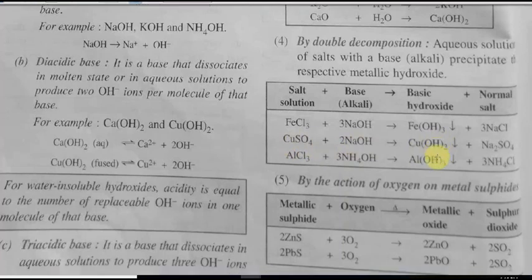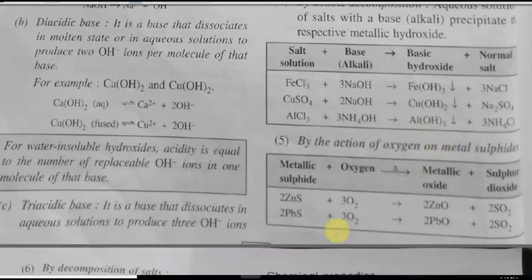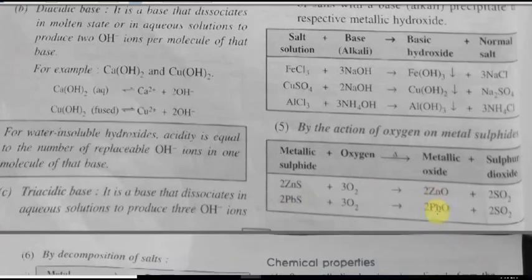Another method is by action of oxygen. So in this case also, this is zinc sulfide, sulfur will be removed and oxygen will be added. So zinc will lose sulfur and catch oxygen. So Zn and O. This is ZnO. This is actually metallic oxide which can be further produced into base.